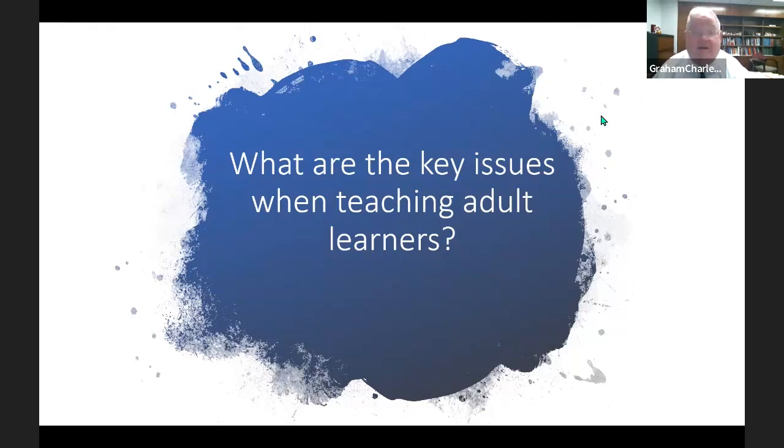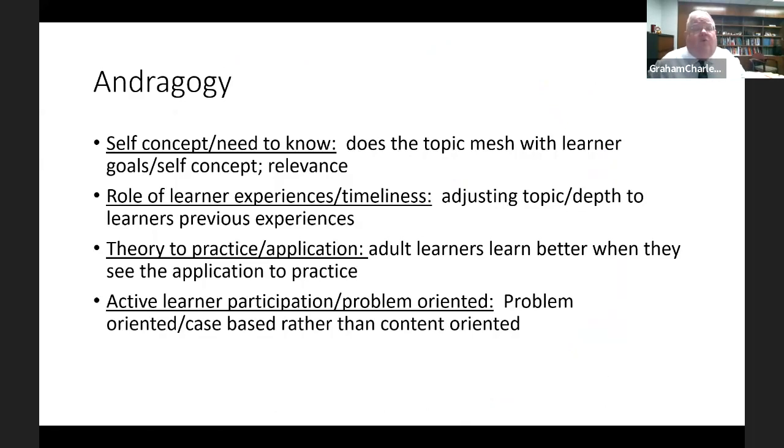And so I'm going to start with what has been termed by cognitive psychologists who have really studied the science of learning. They use this term andragogy as opposed to pedagogy, which is basically teaching methods for adult learners. And these are four concepts that have been described as being particularly important when you're dealing with adult learners.